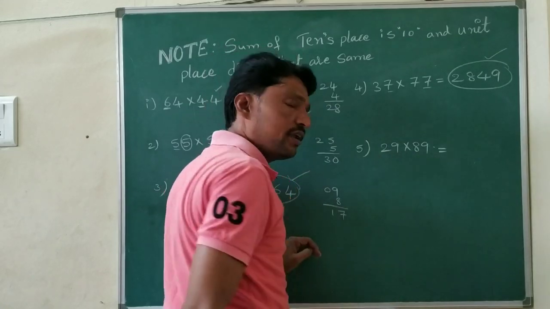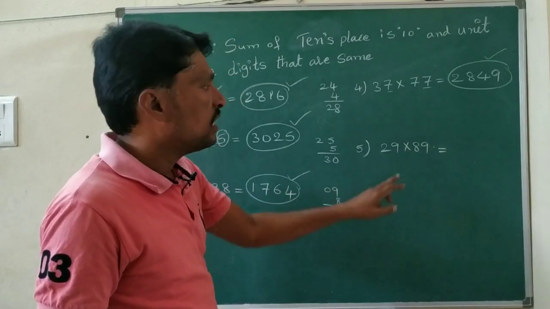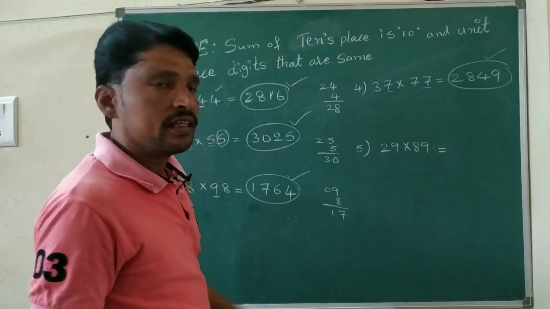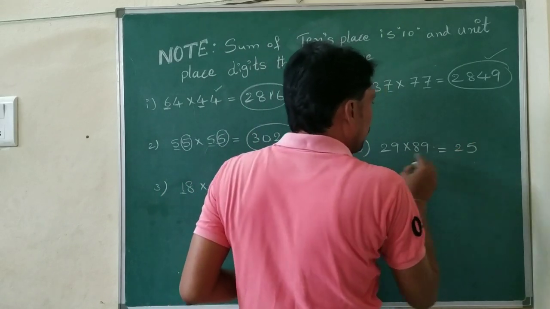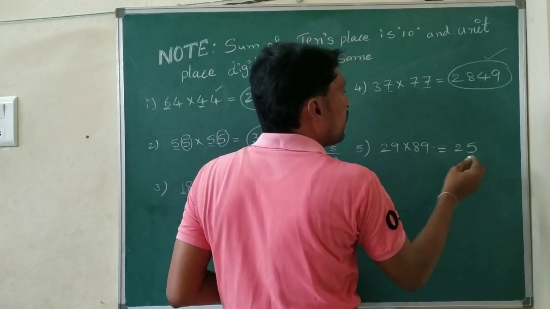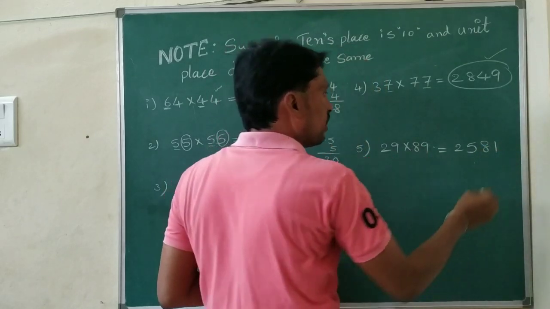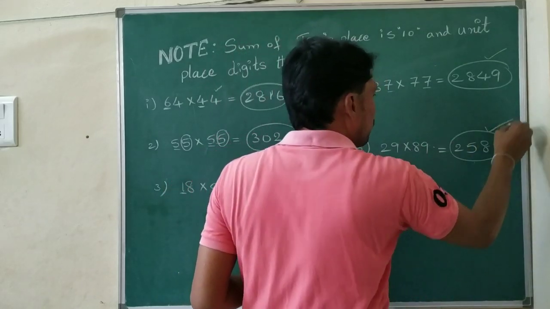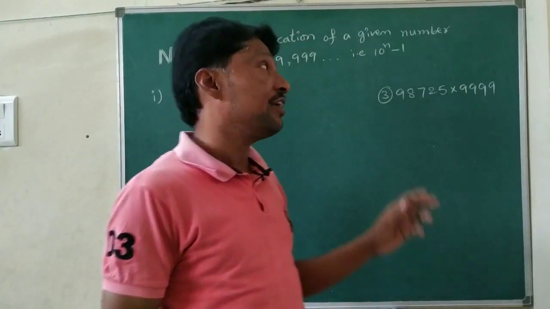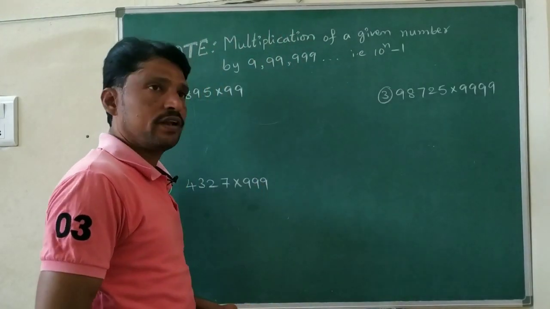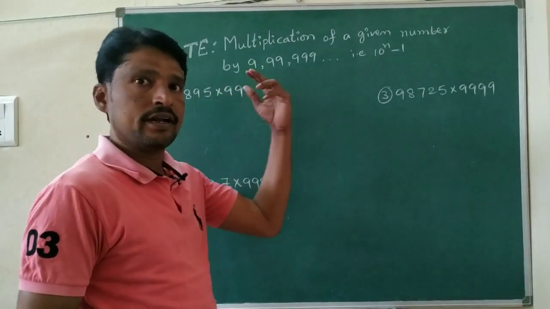29 into 84. 2 into 8, 16. 16 plus 9 is 25. And here the unit digits are 9 and 9, 9 nines are 81. So 29 into 81, we are getting 2581. Now one more method, that is multiplication of a given number by 9, 99, 999, and so on.